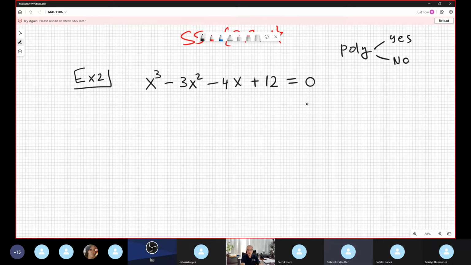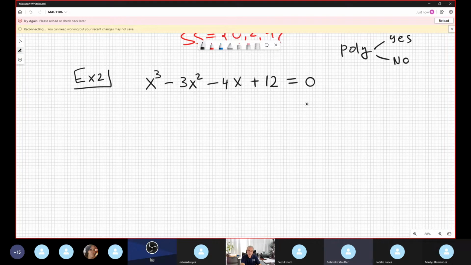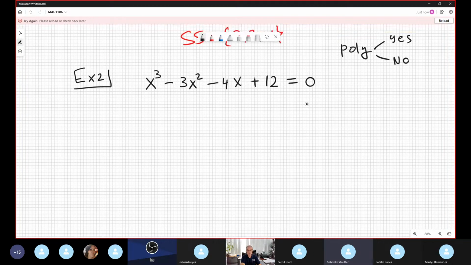Help me. Is this equation a polynomial equation or no? Yes. How do you know, miss? There are no fractions or negatives in the exponents. In other words, whole numbers, which is equivalent to saying no fractions. Super. What is the degree of this equation?